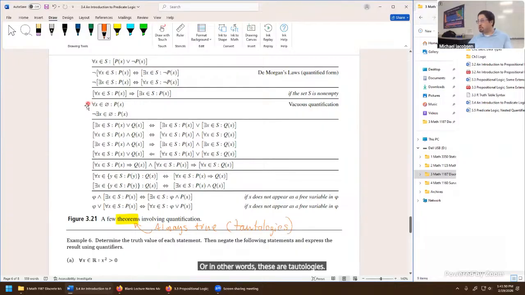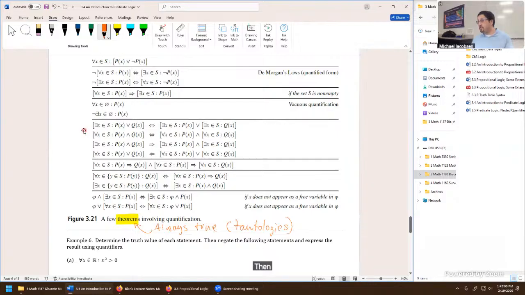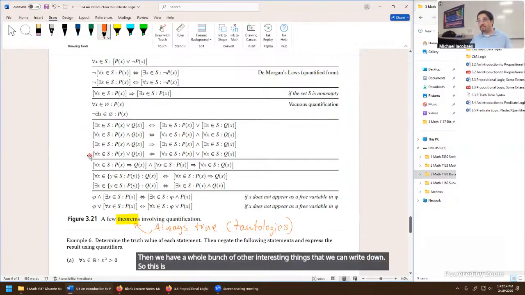So we have two vacuous types of quantification. They're vacuous because we're talking about all elements coming from an empty set. They're just automatically vacuously true. So they're kind of uninteresting in a way, but vacuous truth does come up in other situations, like subsets. Then we have a whole bunch of other interesting things that we can write down. This is not necessarily a set of tools we're going to use constantly over and over again, but it's just a nice collection of facts about quantification.